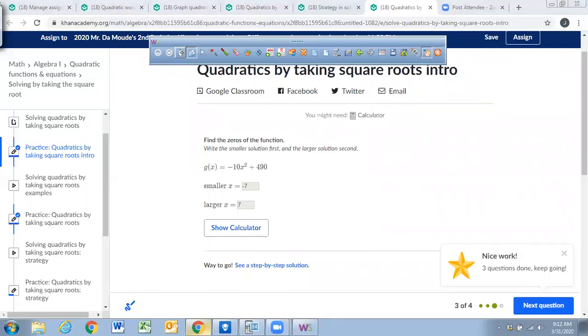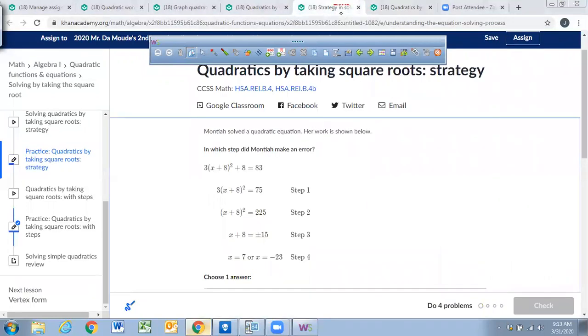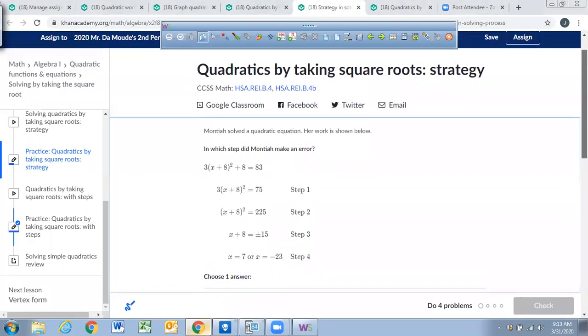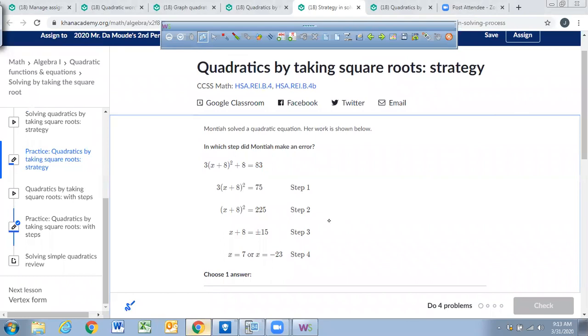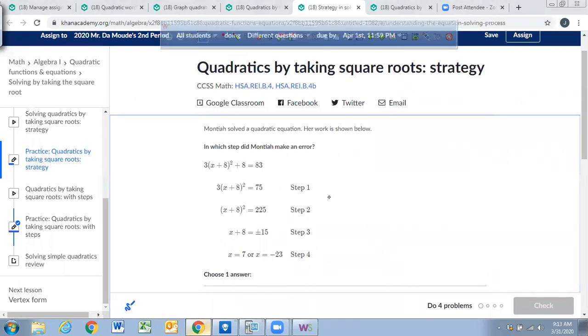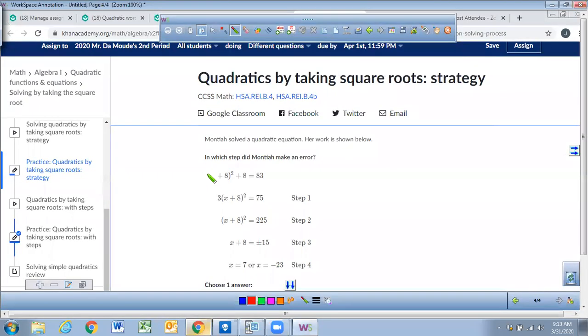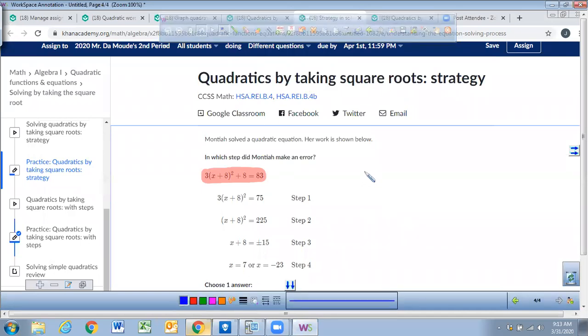All right, so here we go. Next one, we're going to go right up here. This one says quadratics by taking square root strategy. I don't want you to write all this down. I just want you to write this down right here. I'll highlight it. This is the next section, quadratics by taking square root strategy. I'm going to write it down too, so you have time to write it down.